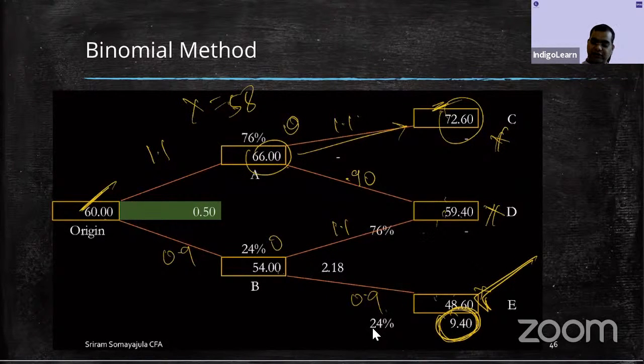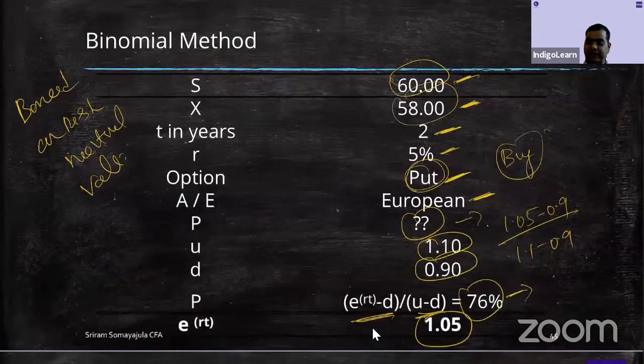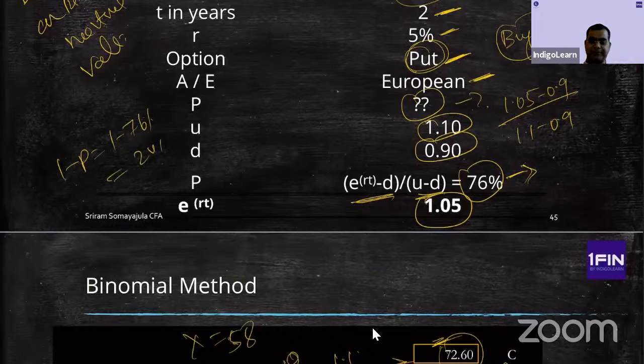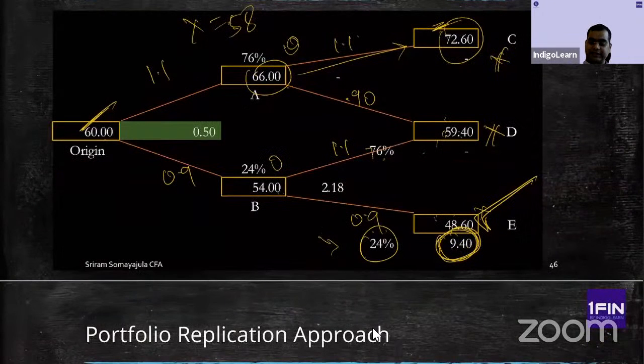What is the expected value of these two? 76% is the probability of up move, and 1 minus 76, which is 24%, is the probability of the down move. Right here, we've computed P is 76%, so 1 minus P is 24%. So the probability of down move is 24%. Now you compute the expected value for these two.